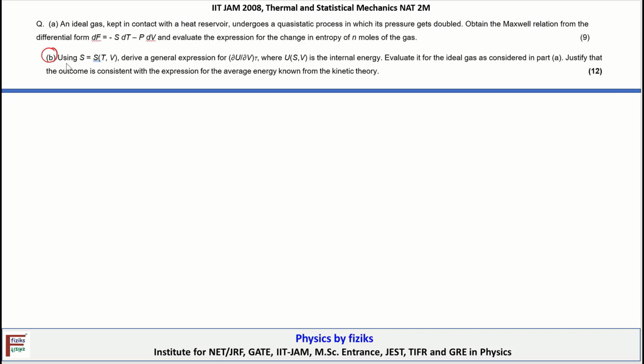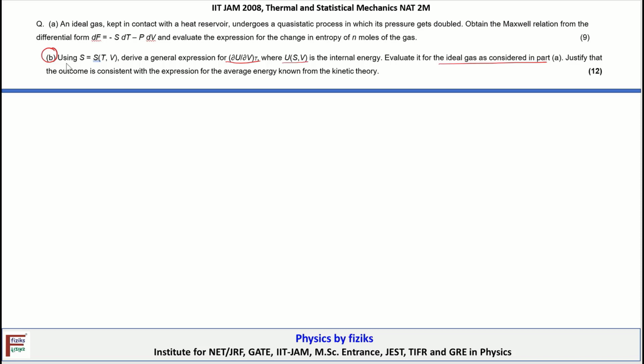Using S, that's a function of T and V, derive a general expression for dU/dV, that's change in internal energy with volume at constant temperature, where internal energy is a function of S and V. Okay, that is the internal energy basically. Evaluate it for the ideal gas as considered in part A. Justify that the outcome is consistent with the expression for the average energy known from the kinetic theory.